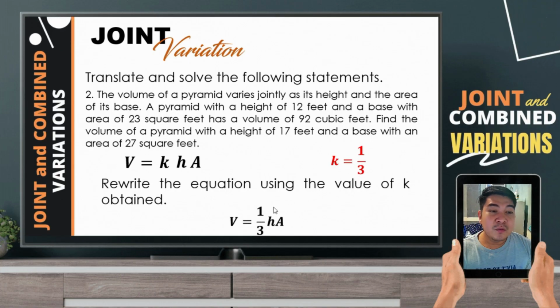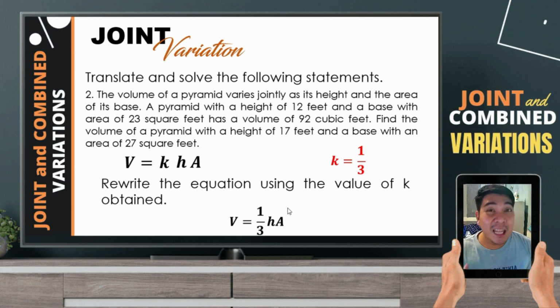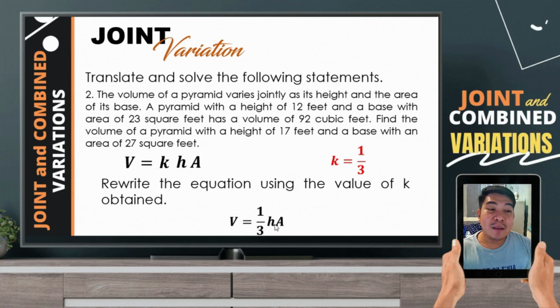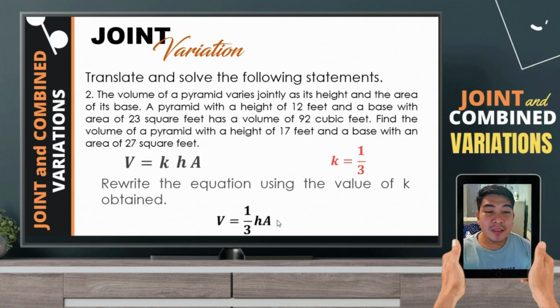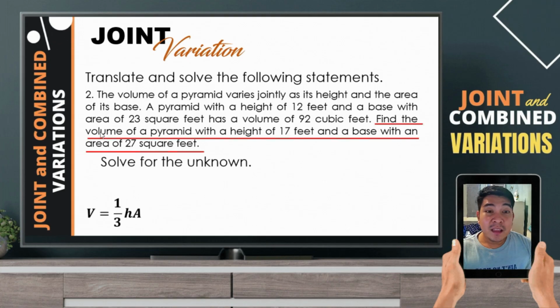K is 1/3, so therefore, the equation that we are going to use para ma-solve yung pinapahanap sa atin, or the unknown, will be v is equal to 1/3 times h times a. So let us now solve for the unknown. Find the volume of the pyramid with a height of 17 feet and a base with an area of 27 square feet.